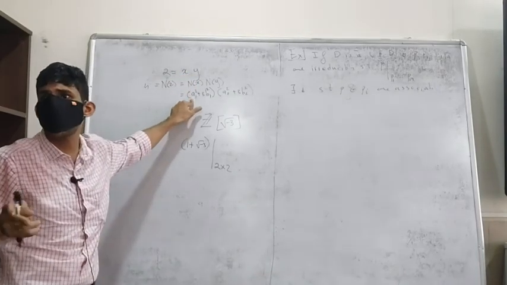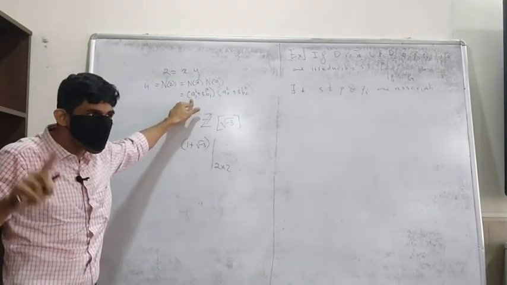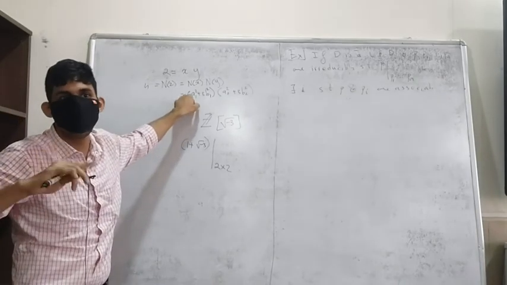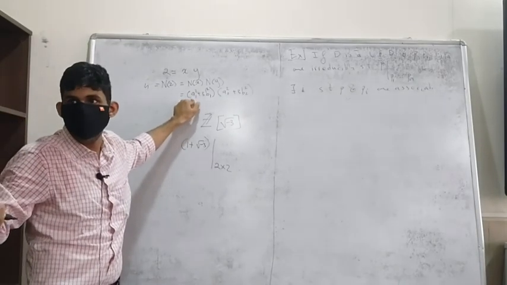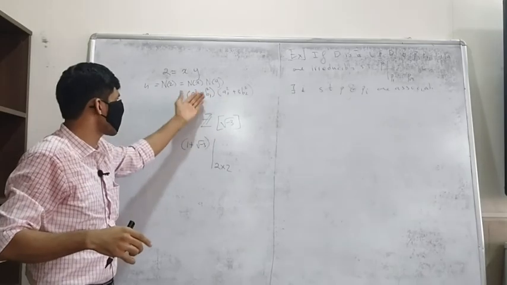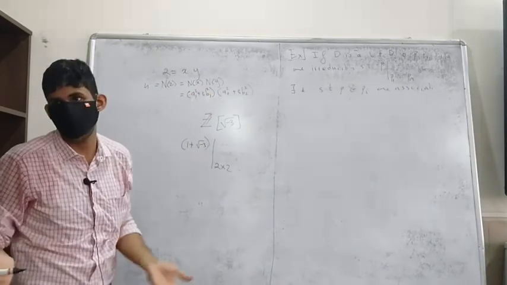A cannot be plus or minus 1. That means a1 should be greater than or equal to 2. So a1 square should be greater than or equal to 4, and hence this should be greater than or equal to 4. Simple.